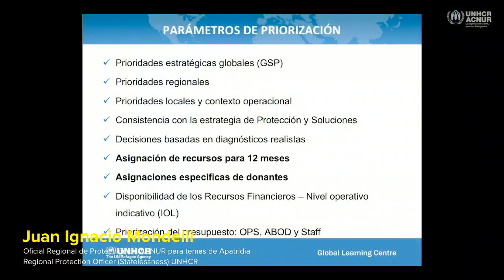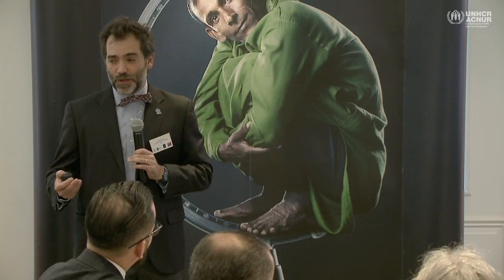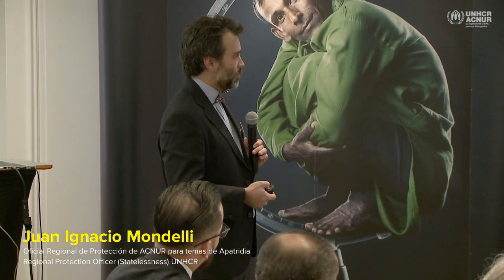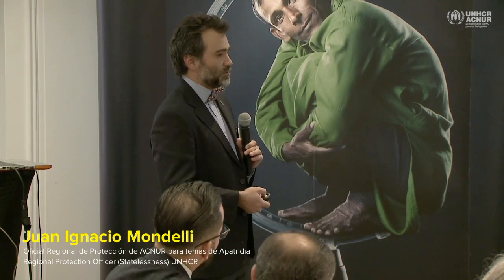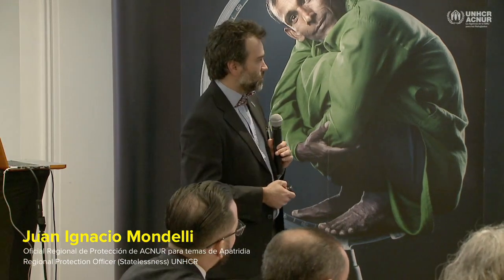How we define the priorities or how we have the reference plans. First of all, we have the global strategies, the priorities, and then we have the regional priorities or the regional frameworks. For the Latin American and Caribbean countries, the Brazil Plan is our plan of reference in the region. Then we have the local priorities, the needs of which may differ amongst countries.